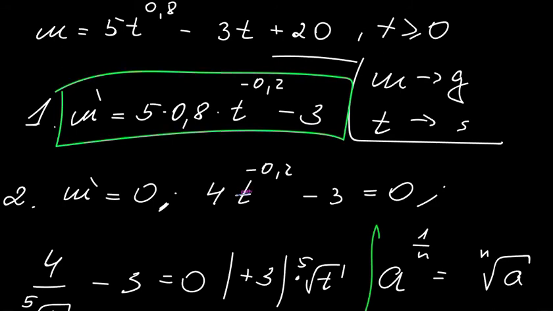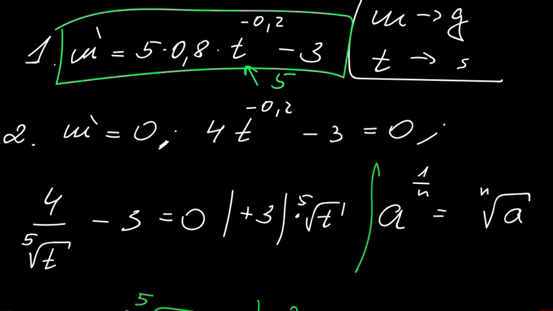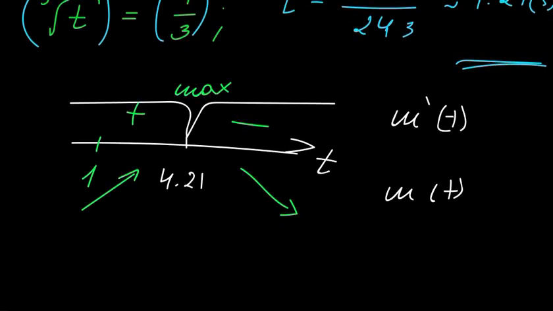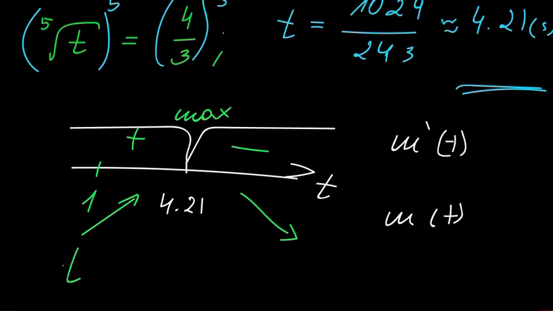I'll skip the calculation and leave it for you, because all I need to do is put 5 here instead of this t. So you would get that this is less than 0. Now the function here is increasing, and in this interval it's decreasing. So it reached its maximum value at this point. So t max is definitely 4.21 seconds. This is our answer.